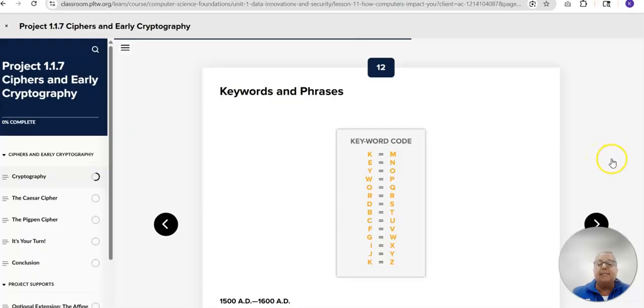Keywords and phrases. They have keyword codes. You can see on the left it says keyword B, C, F, G, I, J, K, and then here's their letters that it interprets to.